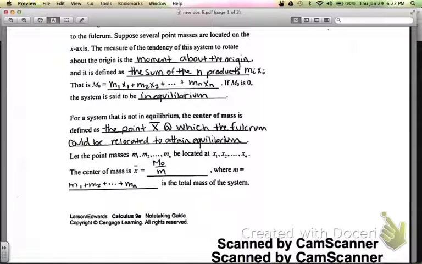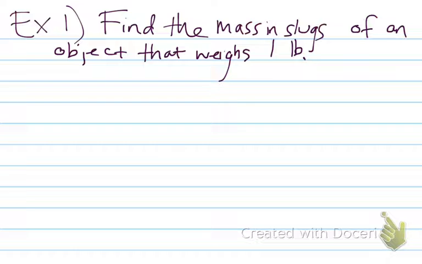So obviously there are more notes on the back, but for right now, what we're going to do is look at some examples, just so we can split it up and you guys can see how we would do these types of examples. So the first one we're going to look at is example number 1 in your book, so go ahead and look at that one. Alright, so the first example says, find the mass in slugs, which is what we calculated here on the Earth, of an object that weighs 1 pound.